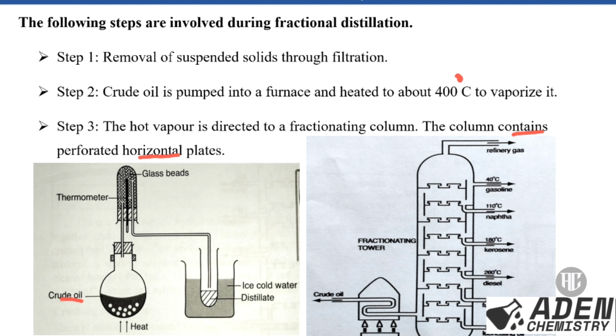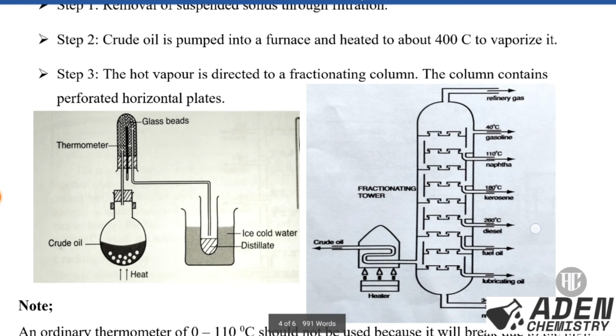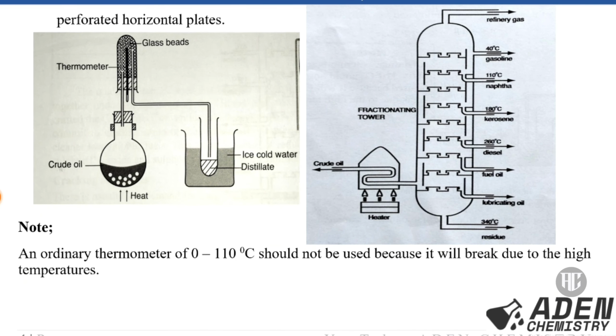This is what we are going to do in fractional distillation of crude oil. We have the crude oil in a round bottom flask, and we're heating it. We have the thermometer there to measure the temperature, and we have the glass beads to increase the surface area for condensation. Here we have ice-cooled water, and this is the distillate collected thereafter. So let's see the fractionating column. This is how it looks. Note that an ordinary thermometer of 0 to 110 degrees Celsius should not be used because it will break due to the high temperatures.